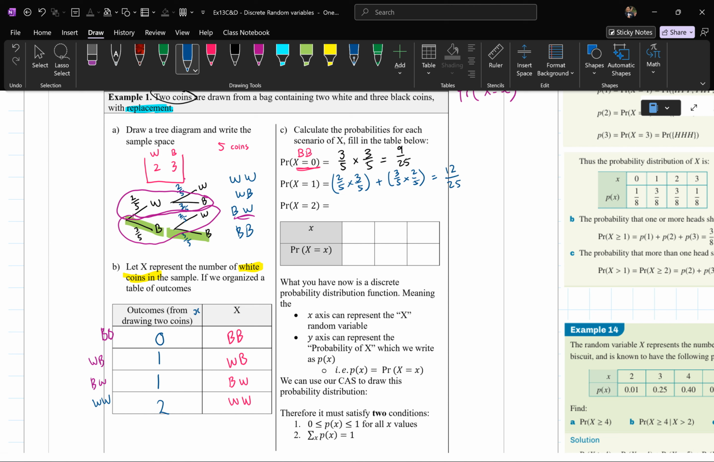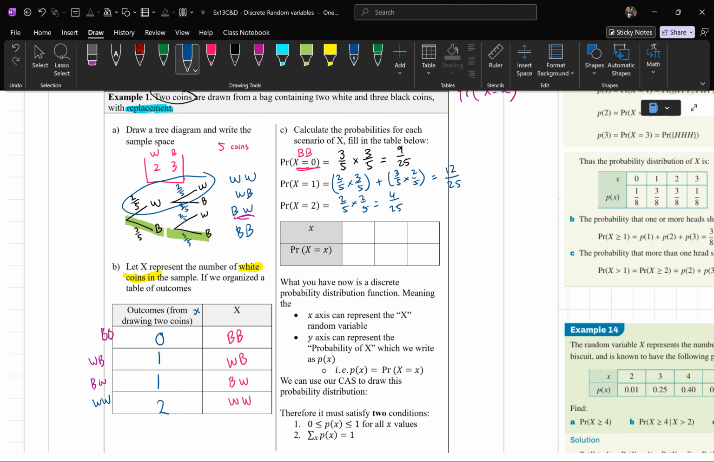Okay. And then same thing with 2 white coins. That just means 2 white coins is 2/5 times 2/5. It's up here. So 2/5 by 2/5 gives you 4 out of 25.